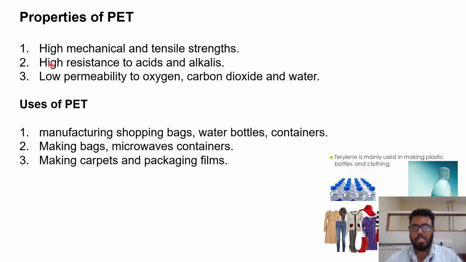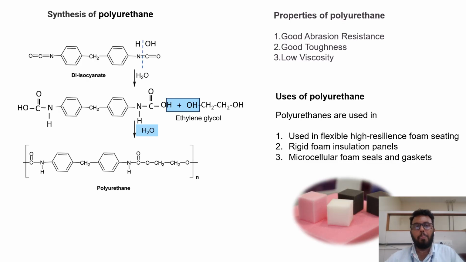High mechanical intensity strength, high resistance to acids and alkalis like other polymers, and low permeability to oxygen, carbon dioxide, and water. This also helps for the water to store in this PET bottle for long time without any carbon dioxide or oxygen contamination when they are closed airtight. And uses of PET, it is used in manufacturing shopping bags, water bottles containers, making bags, microwave containers, and carpets and packaging films. Now let's move on to the third condensation polymer.